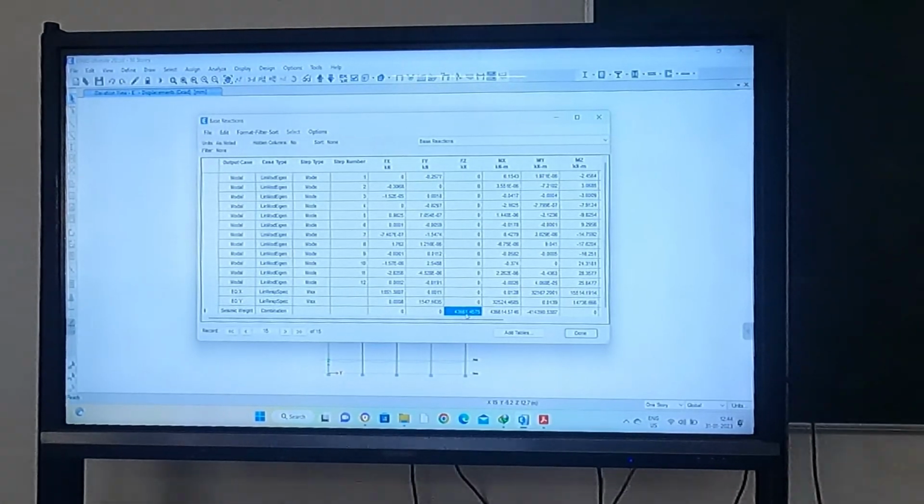Consider the period given by the code, not this one, okay? And calculate the base shear and tell me.